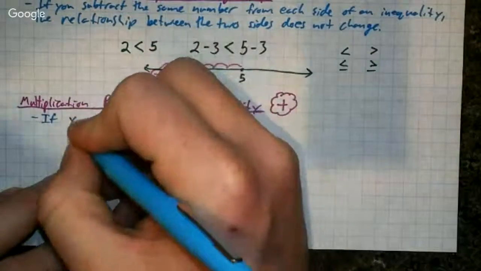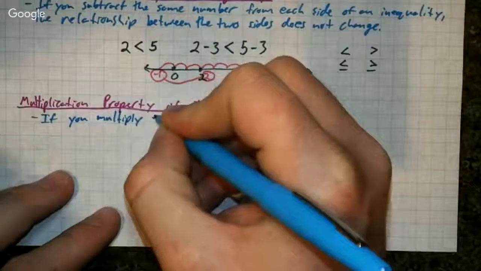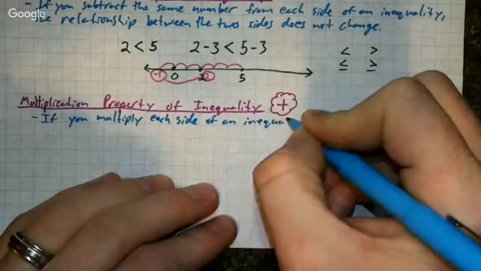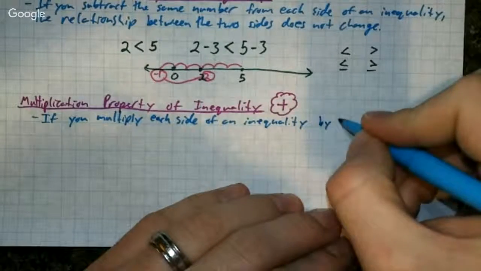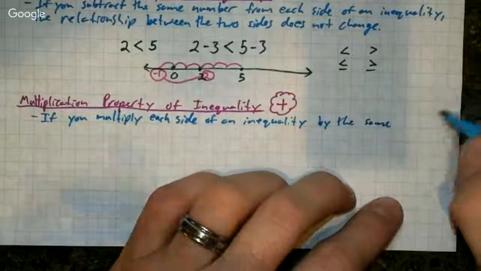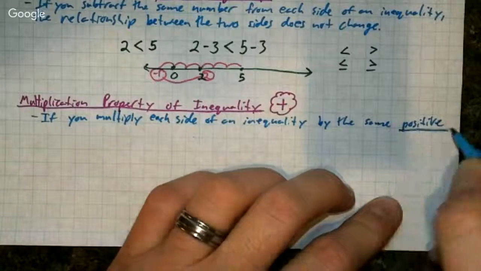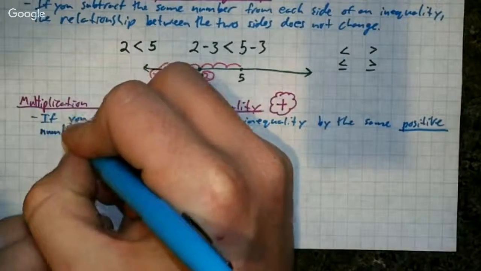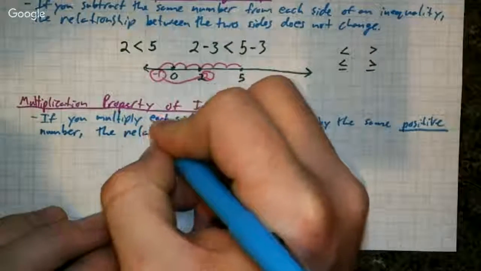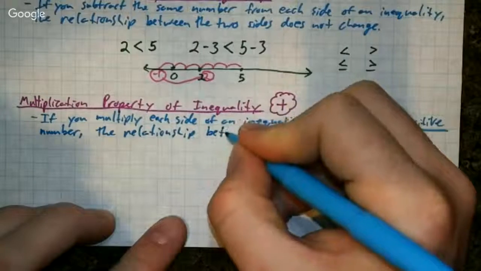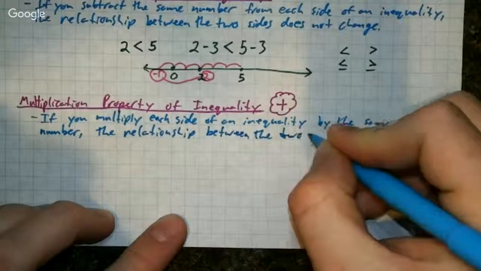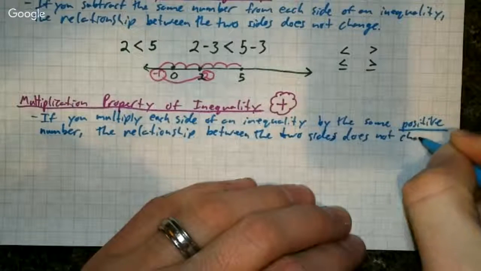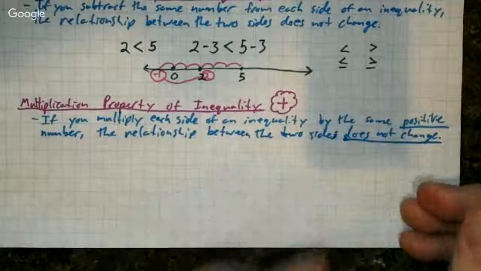If you multiply each side of an inequality by the same positive, and make sure that you underline or notate somehow that we're talking about a positive, by the same positive number, the relationship between the two sides does not change. Okay, so if it's positive, it does not change.